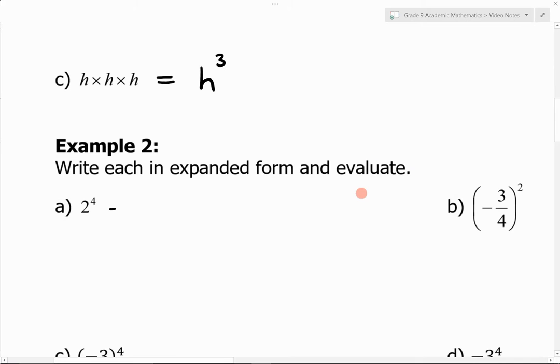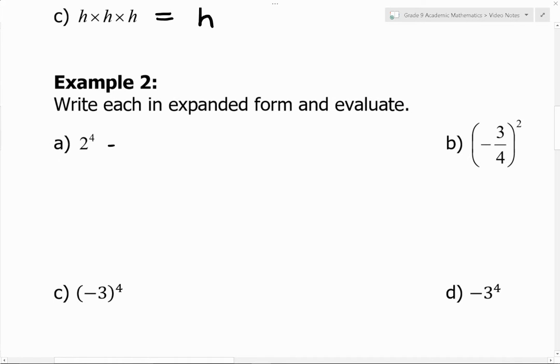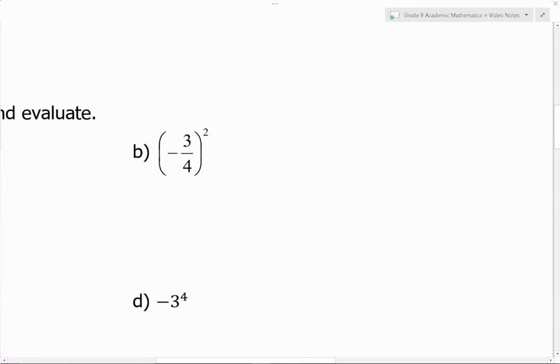All right, let's go down to my second example. Write each in expanded form and evaluate. Going in reverse, I can take my power, 2 to the exponent 4, and write that in expanded form by saying 2 times 2 times 2 times 2. I have 4 2s written here because my exponent is 4. You can do the same thing with fractions. If I have negative 3 over 4 in brackets squared, I can expand this by saying negative 3 over 4 in brackets times another negative 3 over 4. There are 2 of them here because the exponent is 2.